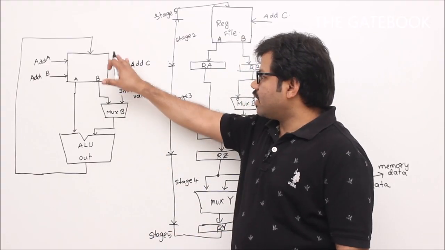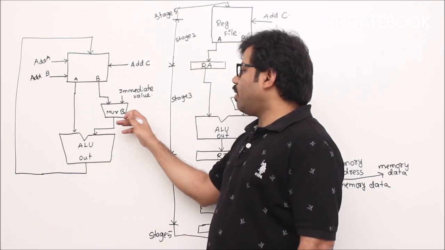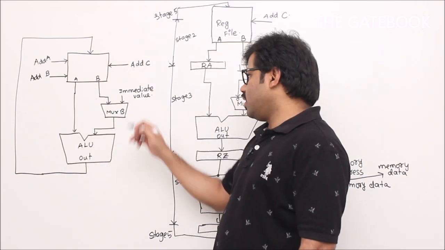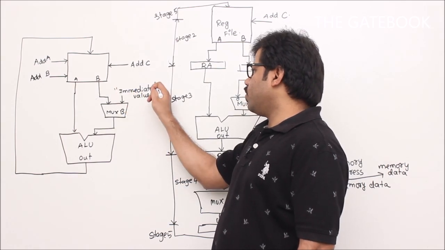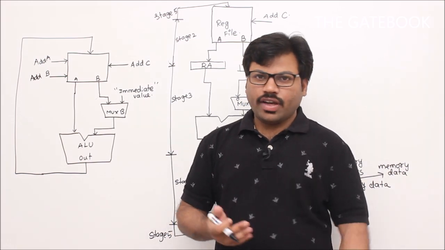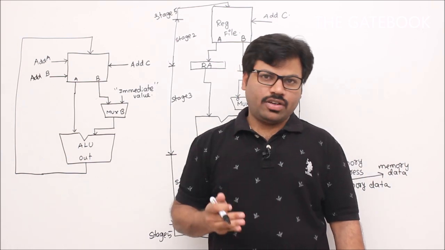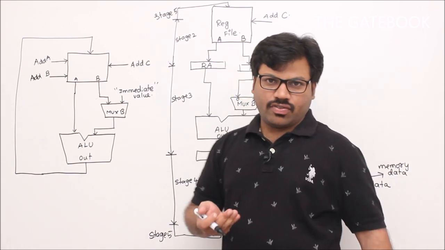Now we will revisit that example. What is the difference you are seeing here? There is one multiplexer, right? So why this multiplexer? Just focus here, immediate value, correct? There are some instructions which don't require data from the register, so they require data from an immediate value. That means, from the instruction itself, correct?